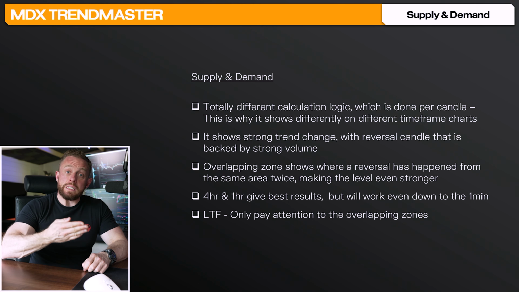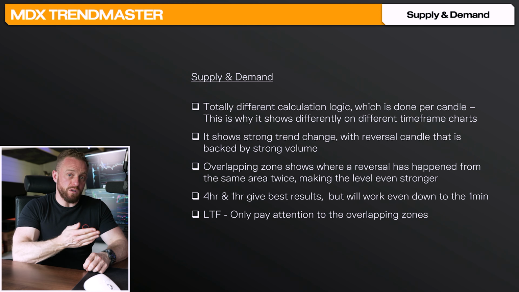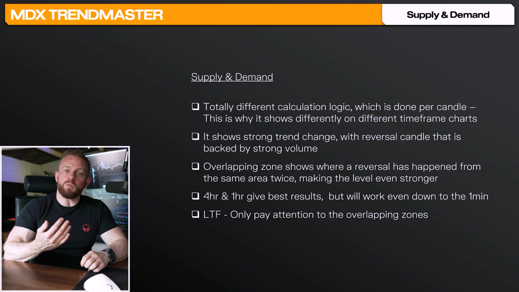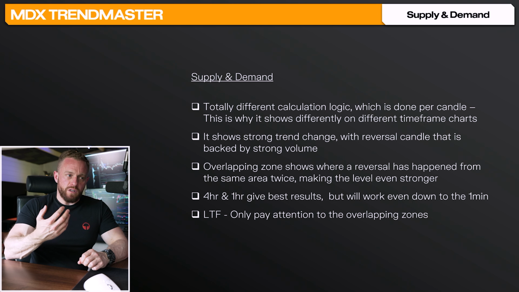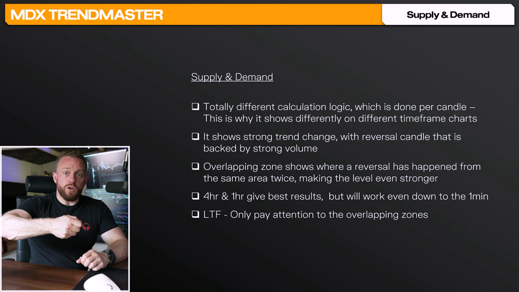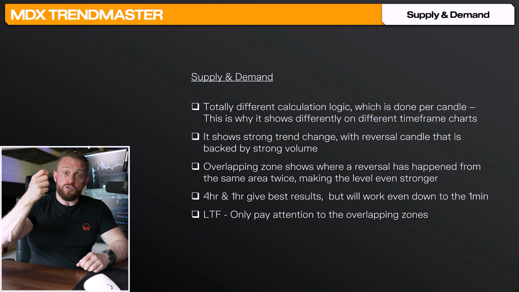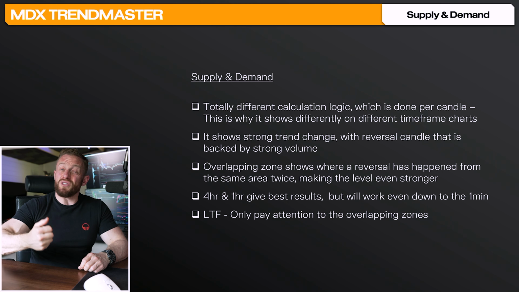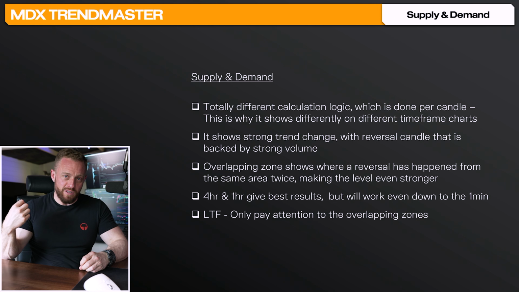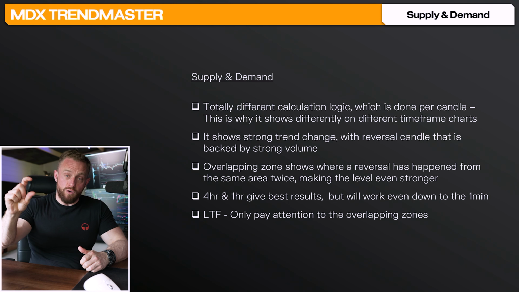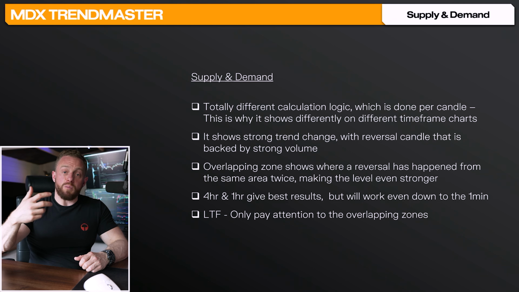So with this one, it will depend which time frame chart you are on as to how it displays that information. And what it's doing is when price goes up to a certain support or resistance area, if there is a strong trend change with a fast reversal candle that is also backed by strong volume, has that volume weighting element again, then it will draw on that zone on the chart either as a supply or demand zone.